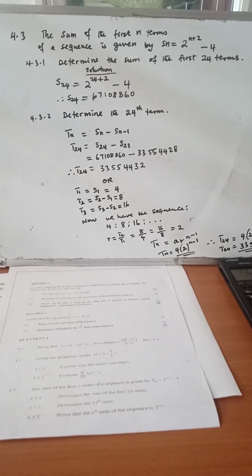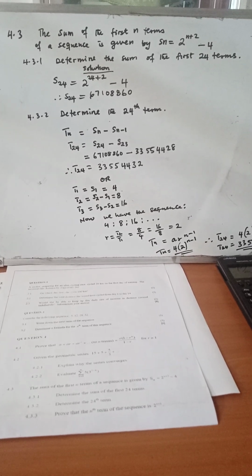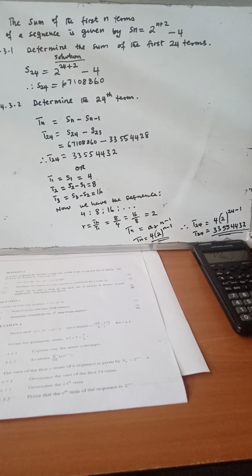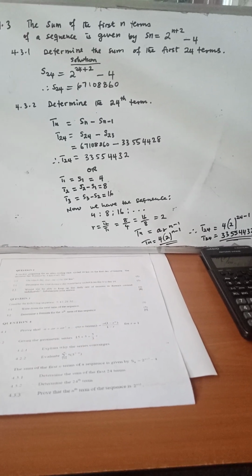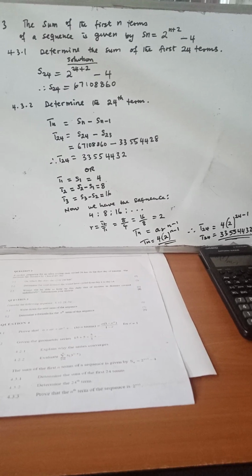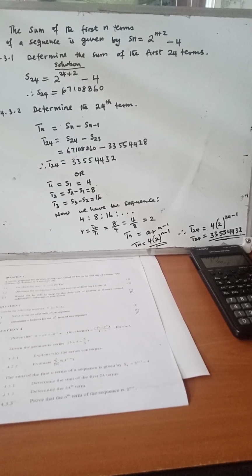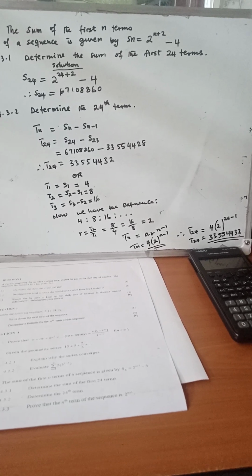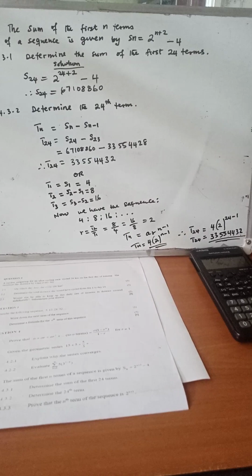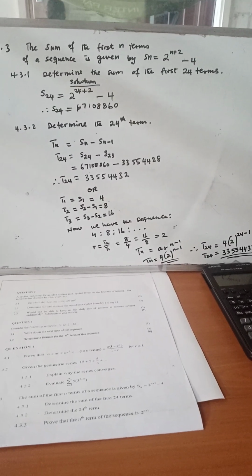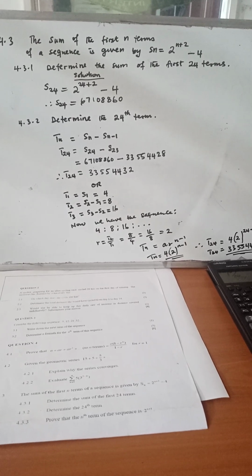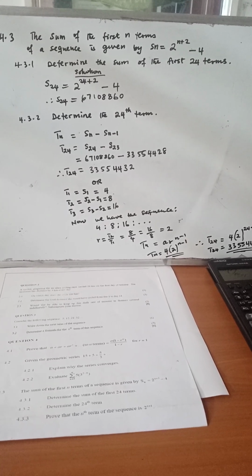So the sum of the first n terms is what they want us to find, 4.3. The question was given that the sum of the first n terms of a sequence is given as Sn equals 2 to the power n plus 2, then you bring the minus and then you say 4. So 2 to the power n plus 2, then minus 4. This is the sum formula. Then the question 4.3.1 says determine the sum of the first 24 terms.